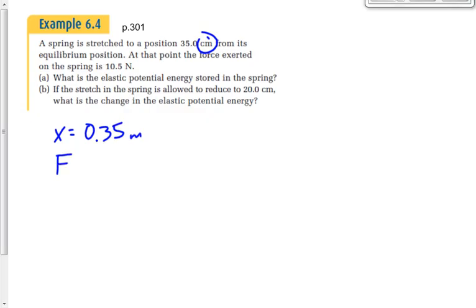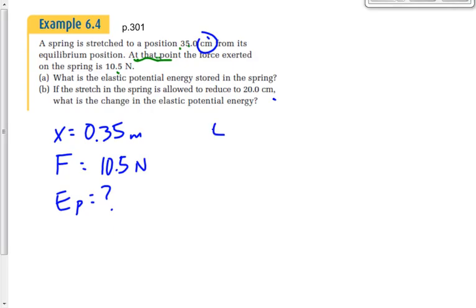It says, at that point, the force required to stretch it is 10.5 newtons. Notice it says, at that point. Somebody asked the question, I think it was Travis, about it changing depending upon how much it's stretched. Yeah, the force changes. And that's why, Travis, it says, at that point, the force is 10.5 newtons. At another point, the force would be different, right? At that one particular point, 35 centimeters, the force is 10.5. What's the elastic potential energy stored in the spring? And let's worry about B later on, because we've got another number there, okay?